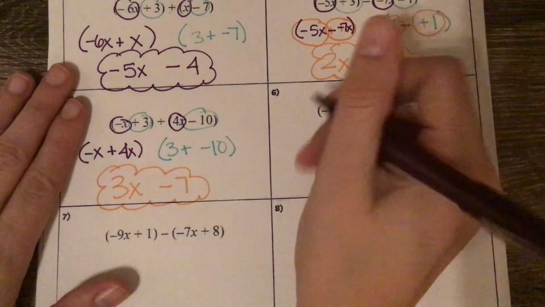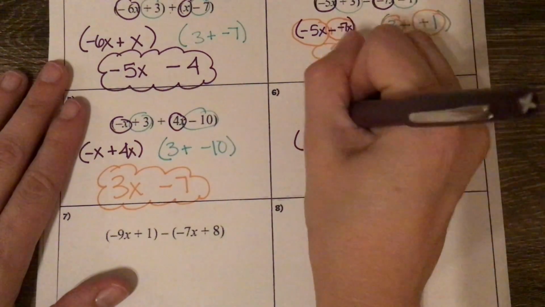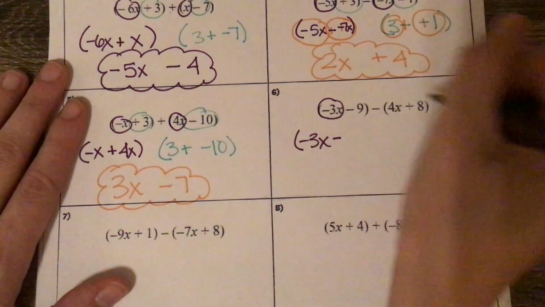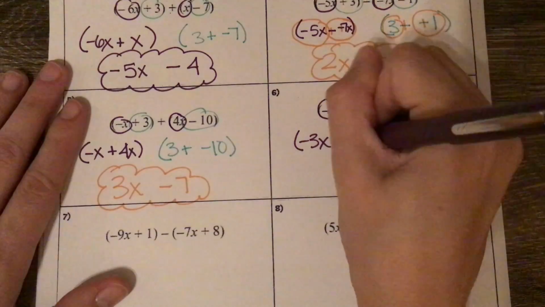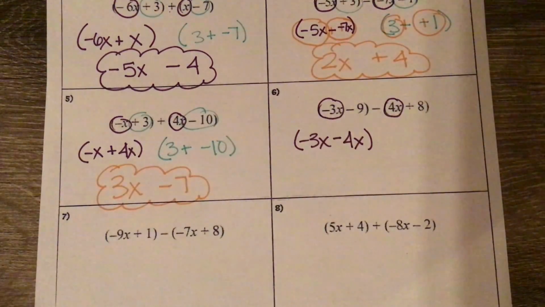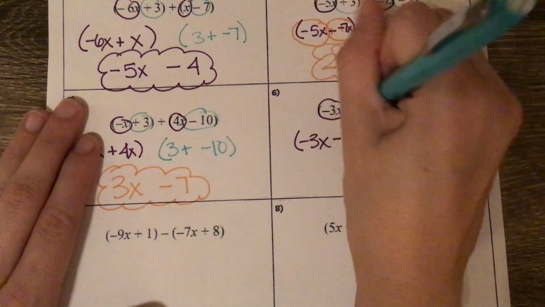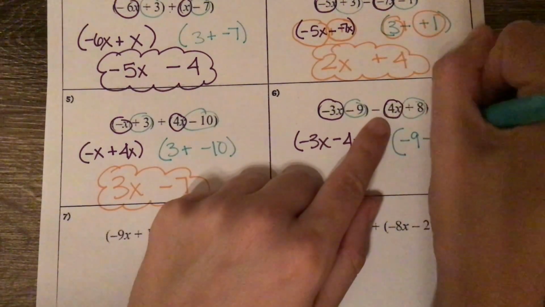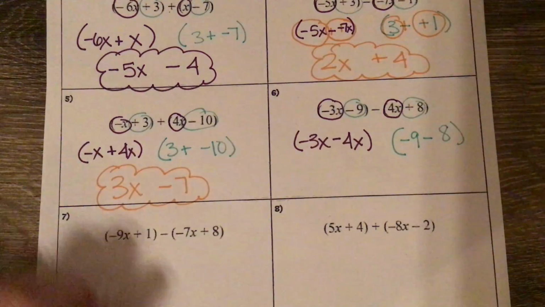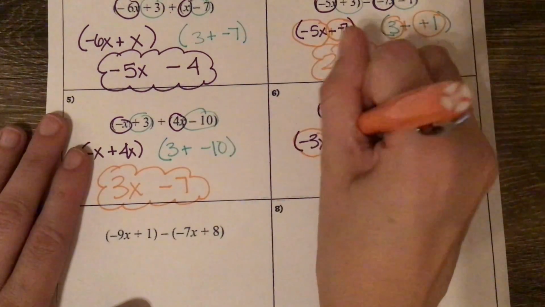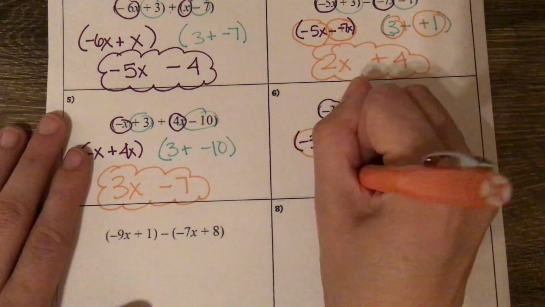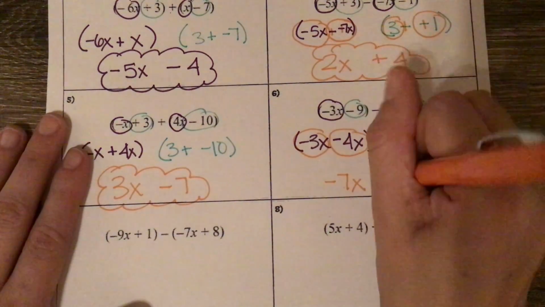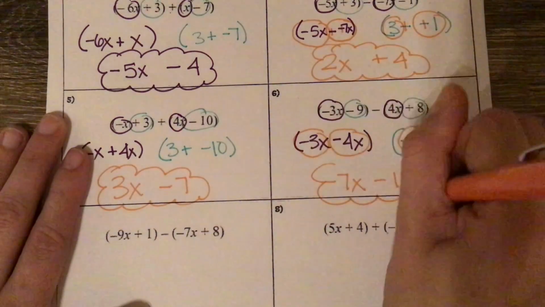Number 6. Negative 3x. Operation is subtraction. 4x. Then we've got negative 9. Operation is subtraction. 8. So we've got negative 3 and negative 4, which makes negative 7x. We've got negative 9 and negative 8, which makes negative 17.